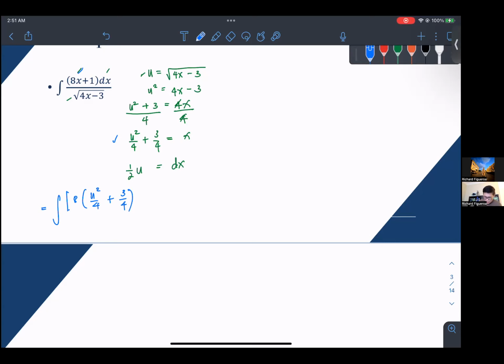So that is 8x and then plus 1. And then dx, so dx is u all over 2, and then divide it with the square root of 4x minus 3. The square root of 4x minus 3 is u. Okay, so this is 8, and this is x, and this is plus 1, and then we'll have the dx. And the one below is the 4x minus 3.